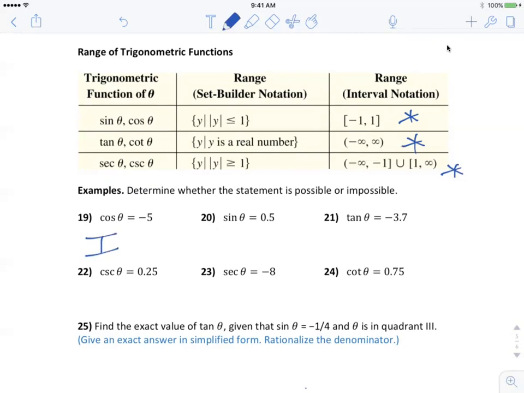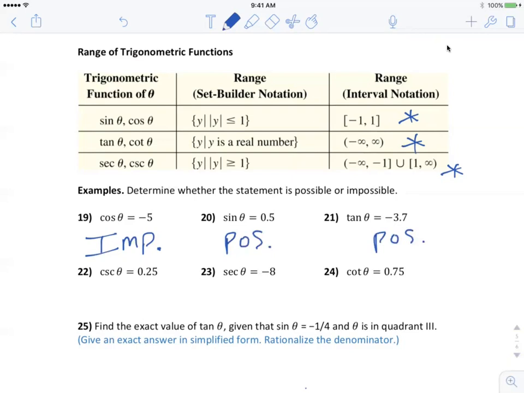Okay, how about we'll put impossible, IMP. How about sine equal 0.5, number 20? That's possible, right? Because it's between -1 and 1. Just do possible. How about tangent could be anything, so that's going to be possible, right?